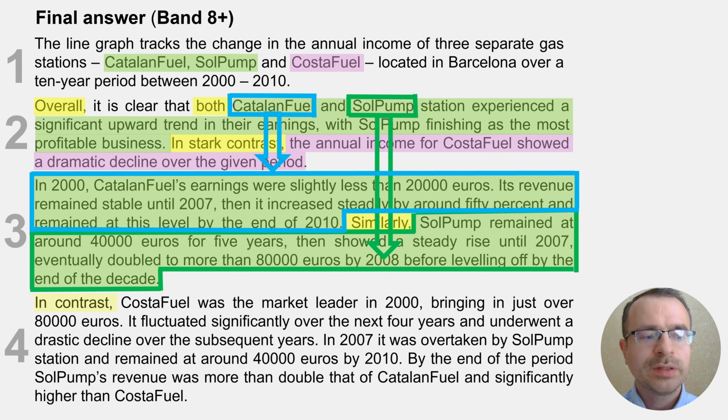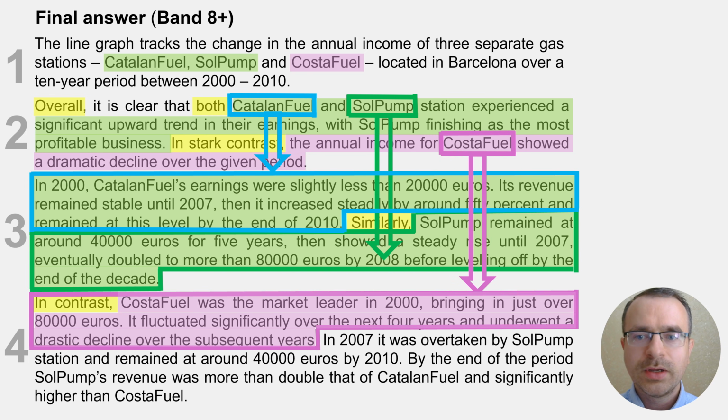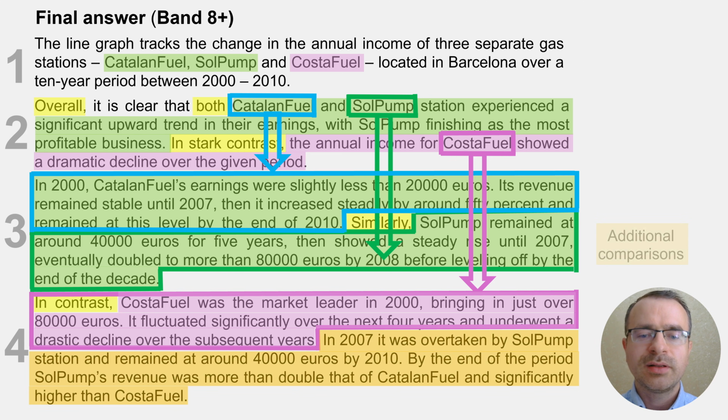In paragraph 4, we're going to start with the word "contrast". In contrast to paragraph 3, we're going to provide the details about the Cost of Fuel. So once again, a very clear idea, very vertical idea. We took the Cost of Fuel from the second paragraph and gave more details. We describe its trend in detail. And finally, we provided a little bit of additional comparison for our chart because, as you remember, in the task we are supposed to not only report the main features, but also make comparisons.